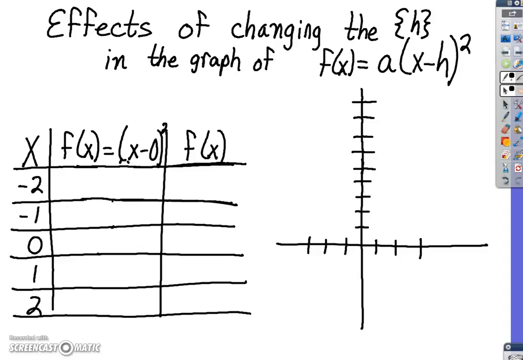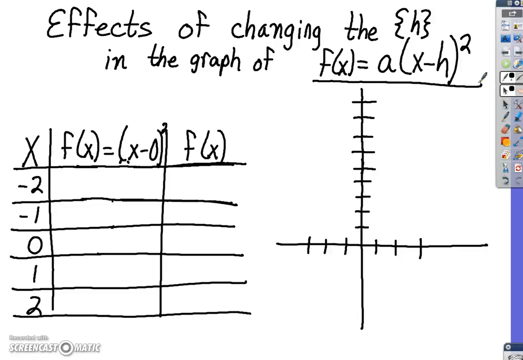Tonight we're going to look at the effects of changing the h in the graph of f of x equals a times the quantity x minus h squared. This is part of the vertex form. So we're going to alter the h, we're going to change that h value. We've already looked at what happens when we change the a.